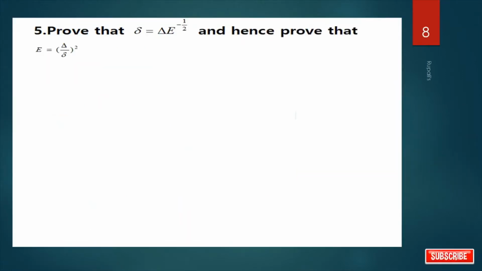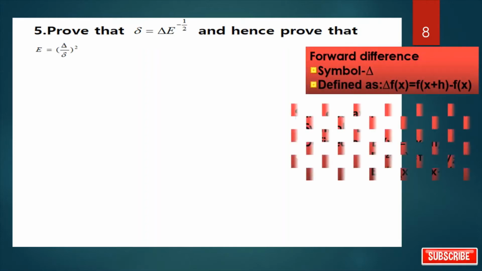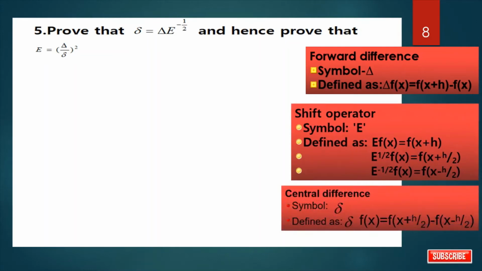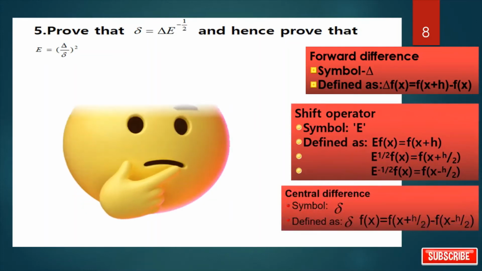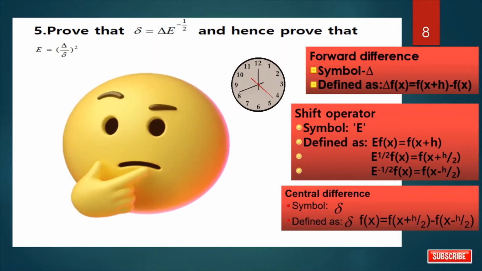Our next problem is to prove that small delta equals delta into E to the power minus half, and then prove that E equals (delta divided by small delta) whole squared. Now I am giving hints. This is the forward difference operator, this is the shift operator, this is the central difference operator. Now think. I am giving 10 seconds for you.